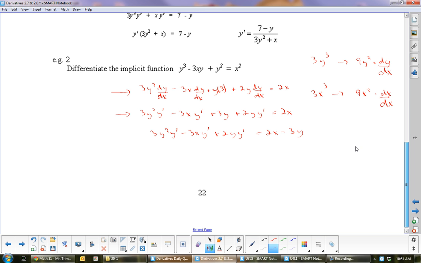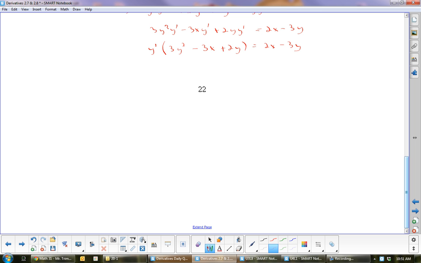Now, since everybody has a y prime in it, I can pull it out, and that would be 3y squared minus 3x plus 2y equals 2x minus 3y. Okay. And the last thing to isolate y prime is to divide that set of brackets out. So y prime would equal 2x minus 3y all over 3y squared minus 3x plus 2y.